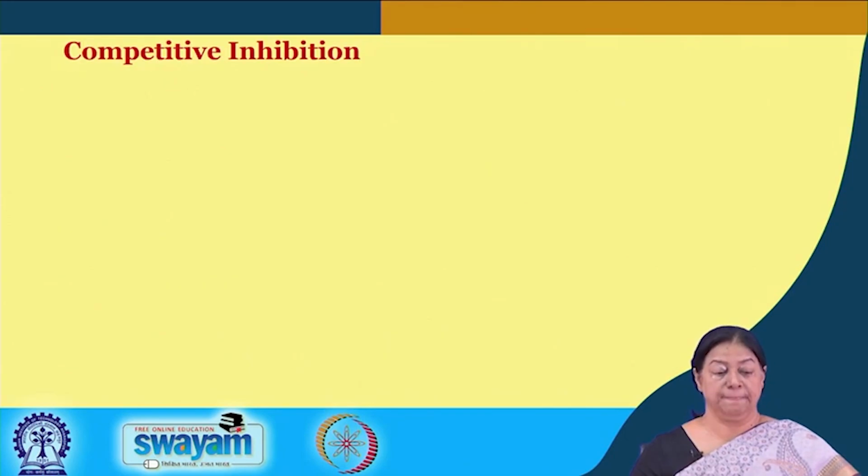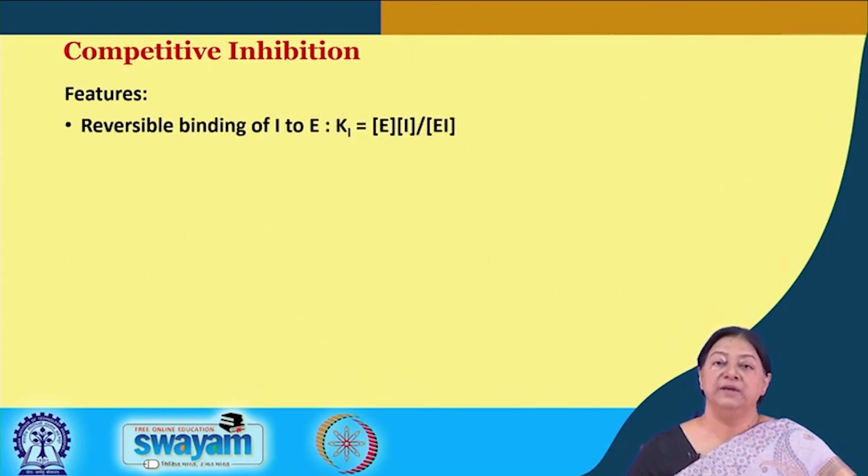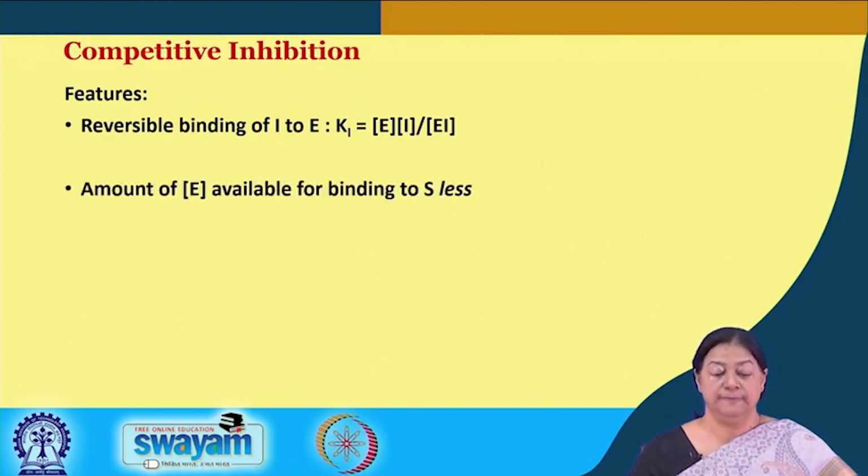How do these work? In competitive inhibition, we have specific features associated with this. We will see what these features are. There is reversible binding of I to E. What is I? I is the inhibitor, E is the enzyme, S is the substrate. Now, the amount of E available for binding to S is less. Why is that? Because some inhibitor has bound to the enzyme, so the amount of enzyme left for the substrate to bind to has decreased.